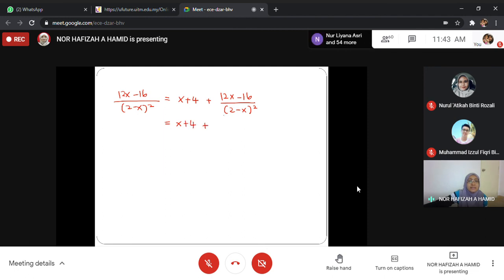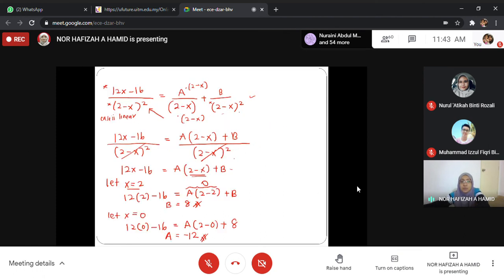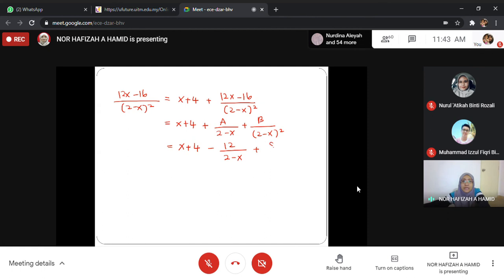So yang belakang ni saya dah solve tadi pakai partial. You ada 2 minus x plus with b over 2 minus x to the power of 2. Okay, lepas tu substitute values a and b. So a tadi kita ada negative 12. So minus with 12 over with 2 minus x and b tadi is equal to 8. So plus with 8 over with 2 minus x to the power of 2.